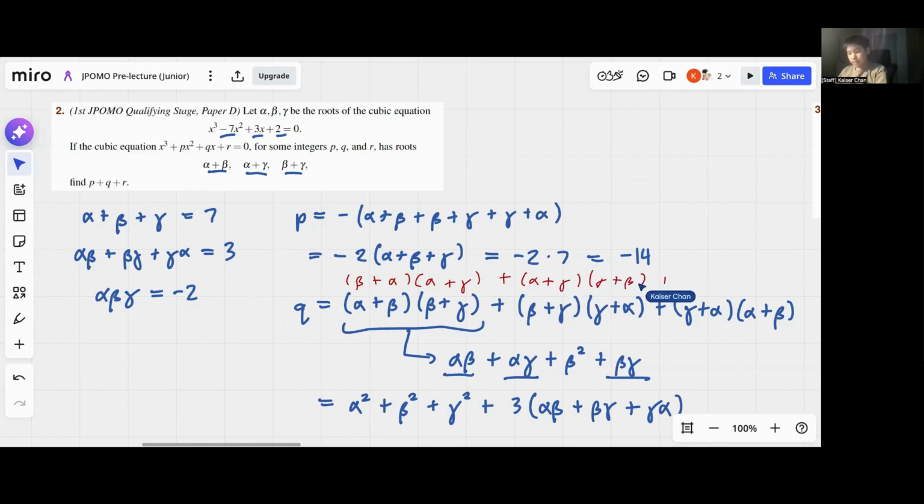If you work with enough symmetric polynomials, then at some point you can get this feeling that something looks symmetric just by looking at it.